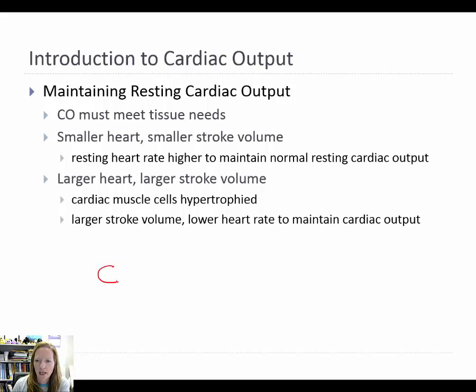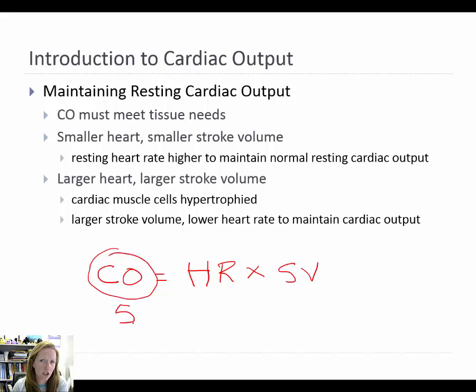So cardiac output equals heart rate times stroke volume. If you want to maintain it at 5, meaning you don't want this to change at all, then these two are going to change. So if you have a smaller stroke volume, what's going to happen to the heart rate? The heart rate is actually going to increase in order to maintain that cardiac output.